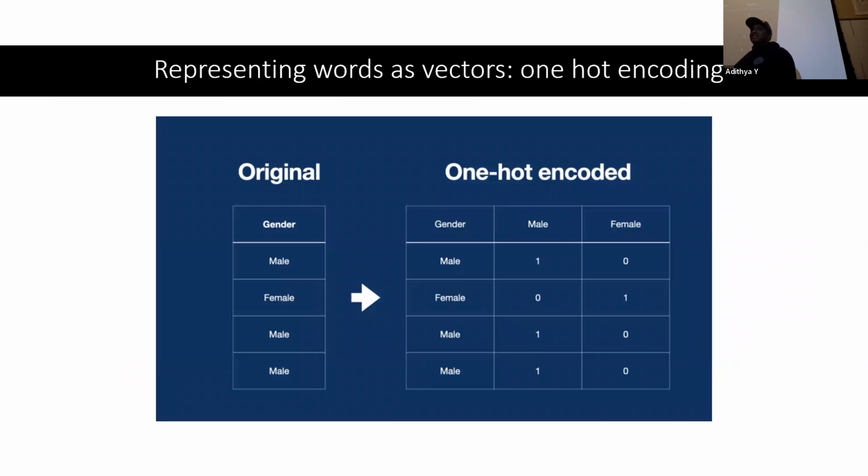So I just explained this. Are there any questions on this? Because this is kind of a big concept. Any questions about one-hot encoding?